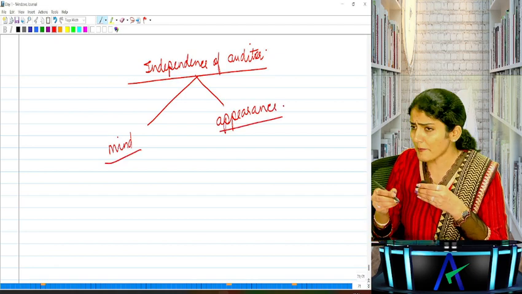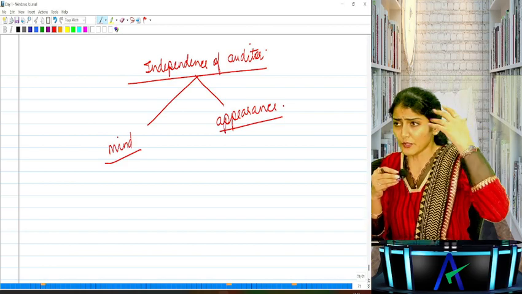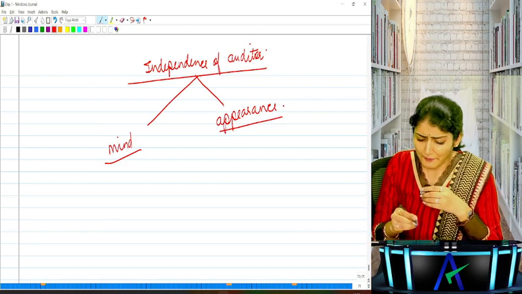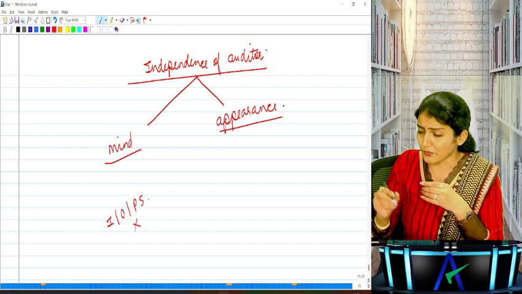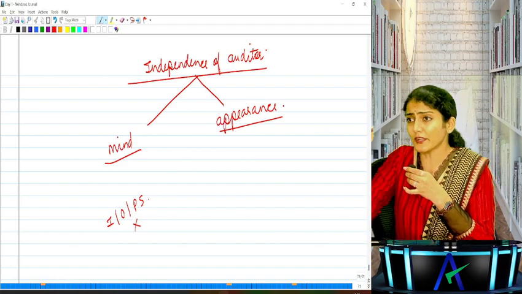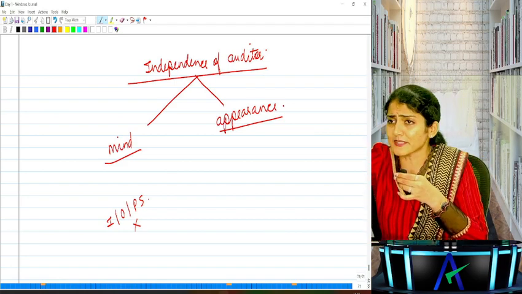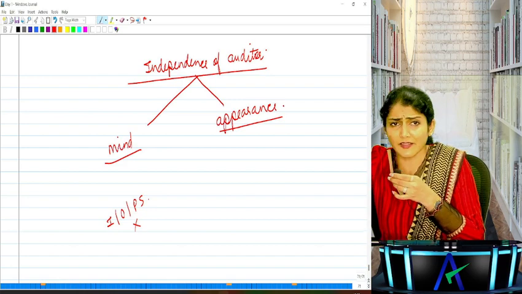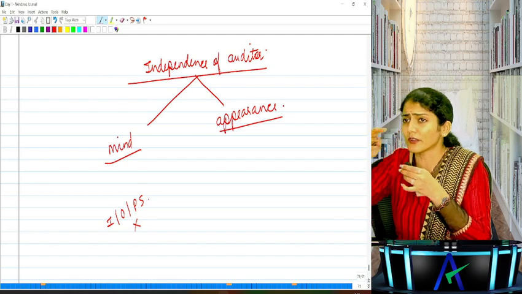So you say, ma'am, I am independent. That is as per your mind. You are saying, ma'am, I am independent, my integrity, my objectivity, and my professional skepticism have not been compromised. Who is telling this? You are telling this. According to you, you are independent. But if I ask your friend, oh, this fellow is telling he is independent, do you also think that he is independent? He says, ma'am, he is not at all independent.